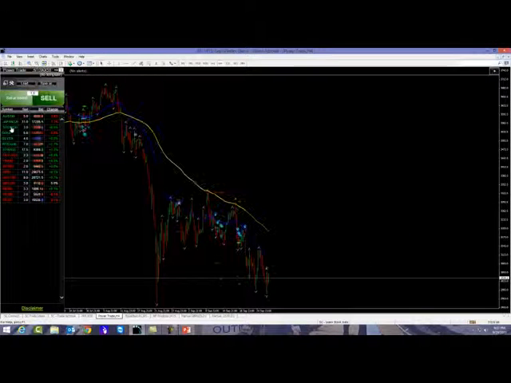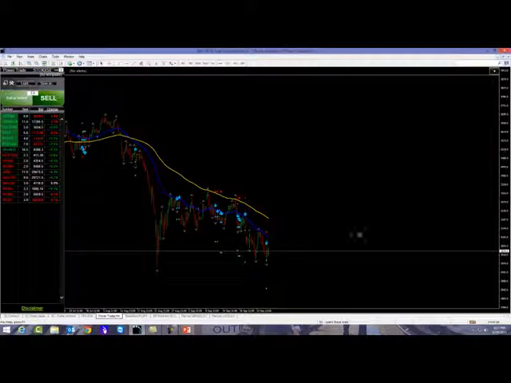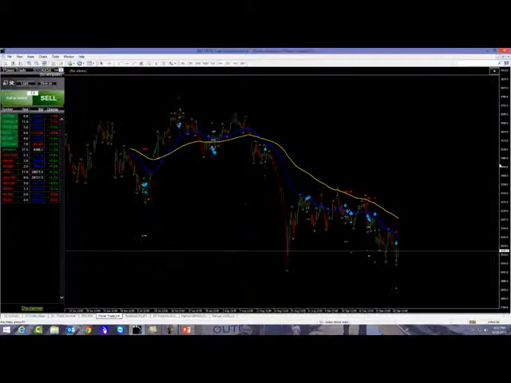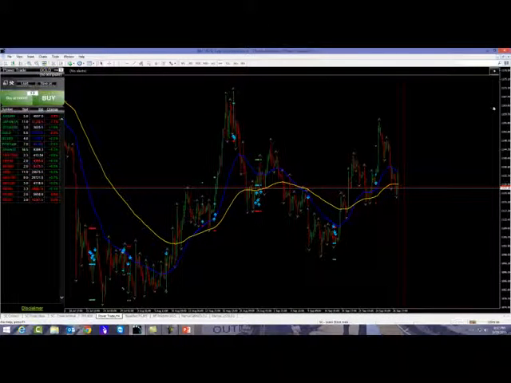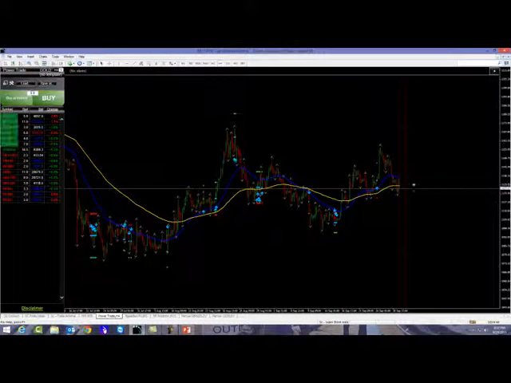Next one, very similar. Entry here, which is based on the most recent swing low, a stop loss based on the most recent swing high, and the target is a 1-to-1. Next one. This will be again the same thing. Entry above the most recent swing high, stop loss below the most recent swing low, and it's a 1-to-1 reward to risk.